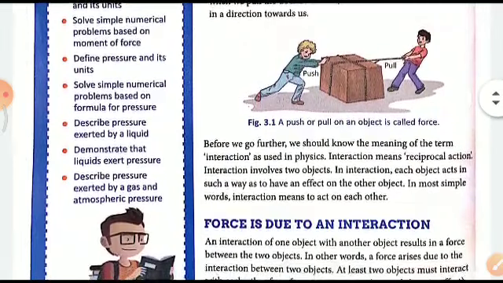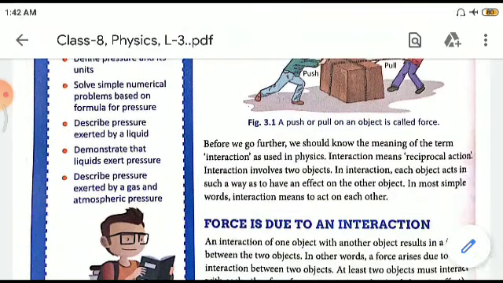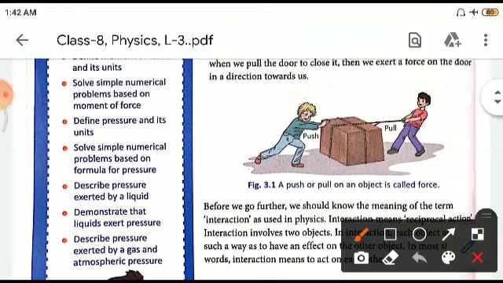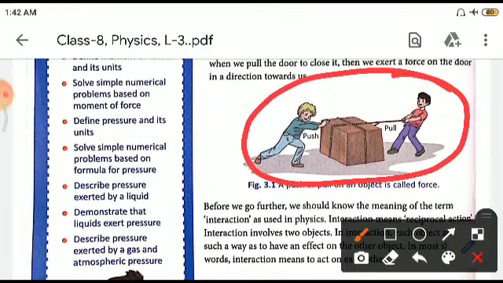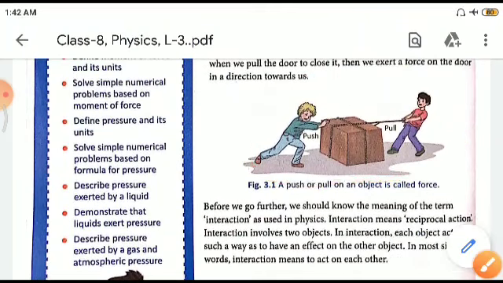So, before we go further, we should know the meaning of the term interaction. Interaction means reciprocal action. Interaction involves two objects. In interaction, each object acts in a way as to have an effect on the other object. See, children, in this diagram you can see one person is exerting the push, the other one is exerting the pull. So, both of these are types of force.